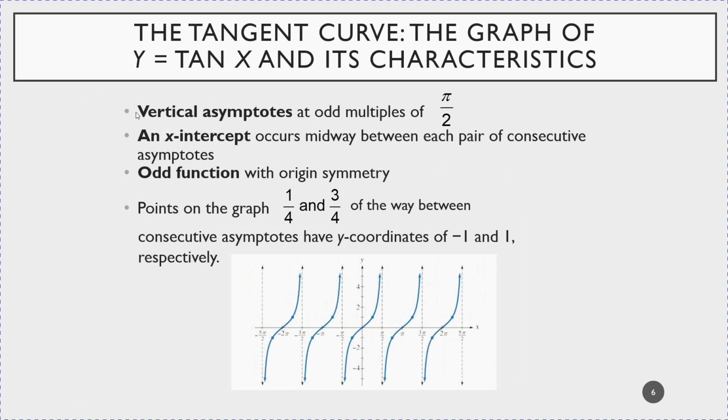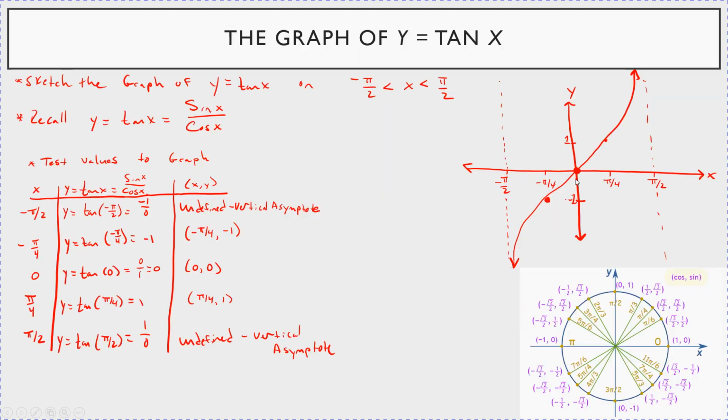All right, so here are the characteristics of it that we're going to use to help us sketch the graph. Okay, so we're going to have these vertical asymptotes at these odd multiples of pi over 2. An x-intercept occurs, this is important, midway between each pair of consecutive asymptotes. So like going back, when I sketched this, the midpoint between negative pi over 2 and pi over 2 is 0, and that's going to be the x-intercept. Always, always, always. So basically you're going to find two asymptotes, and then the middle of that, boom, x-intercept.